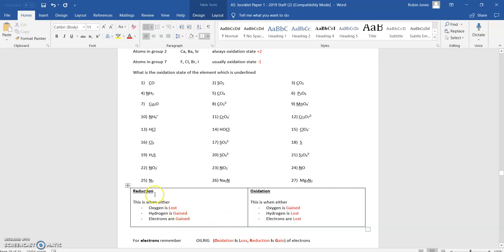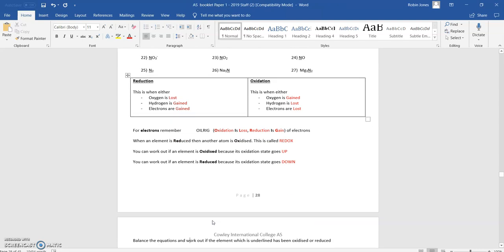Oxygen lost, reduction. Hydrogen gained, reduction. Oxygen gained, oxidation. Hydrogen lost, oxidation. And then you can look in terms of electrons as well. There's a little rhyme, OIL RIG. Oxidation is loss, reduction is gain, and this is talking about electrons. If electrons are gained, it's reduction. If electrons are lost, it's oxidation.